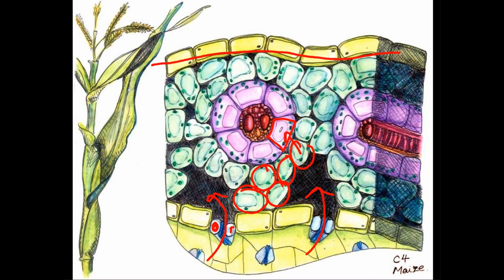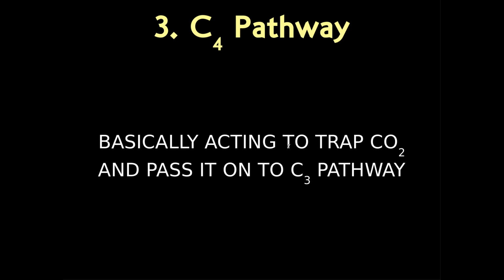So CO2 will be high, oxygen will be low in the bundle sheath cells, and we'll be able to run Calvin cycle, and specifically Rubisco, without, or minimizing at least, photorespiration happening. So that is C4 photosynthesis. Basically, it's acting as a way to trap carbon dioxide and pass it on to the C3 pathway.